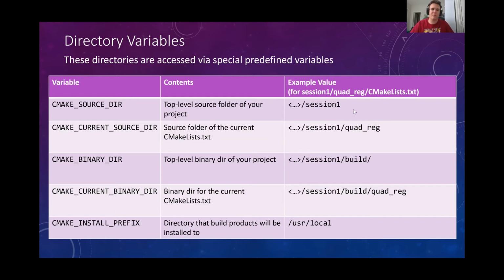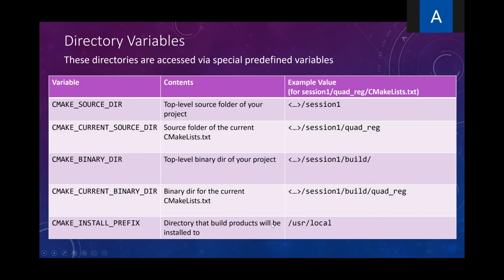But anyway, CMAKE_SOURCE_DIR points to the top level source directory. CMAKE_CURRENT_SOURCE_DIR points to the source directory you're currently in. CMAKE_BINARY_DIR points to the top level binary directory, and I'm sure you get the pattern for CMAKE_CURRENT_BINARY_DIR. CMAKE_INSTALL_PREFIX is a little different because that's one that you can set, and it isn't immediately obvious what it would be. But the default value on Linux is /usr/local. That's just where it'll install stuff.